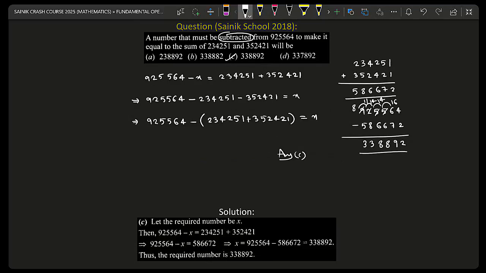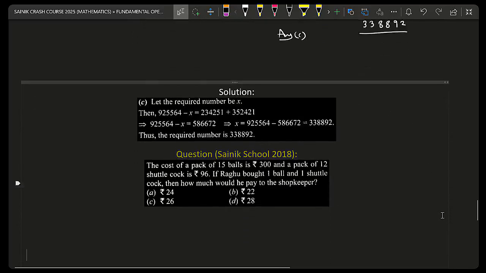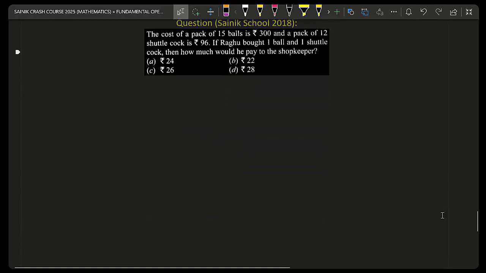Okay, we'll go to the next question now. After this is the next one. The cost of a pack of 15 balls is 300 rupees and a pack of 12 shuttlecocks is 96 rupees. If Raghu bought one ball and one shuttlecock, then how much would he pay to the shopkeeper? Try this question, all of you.